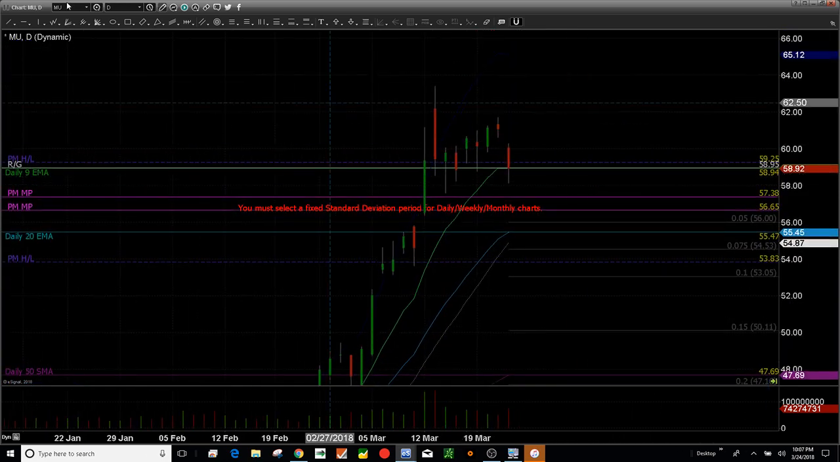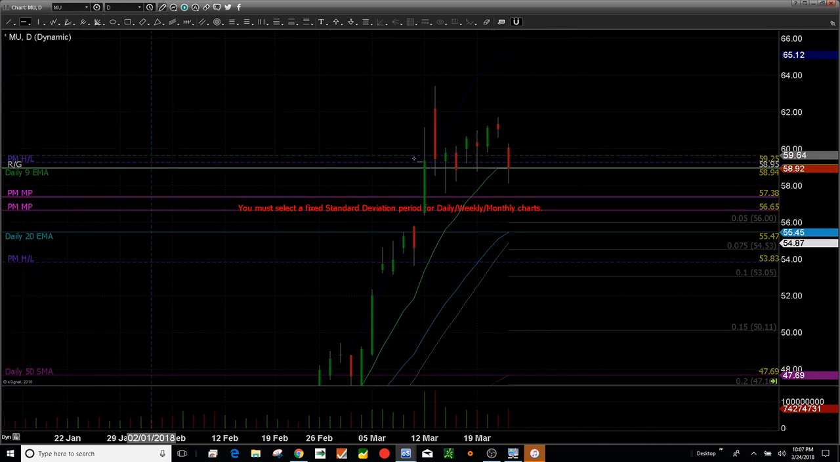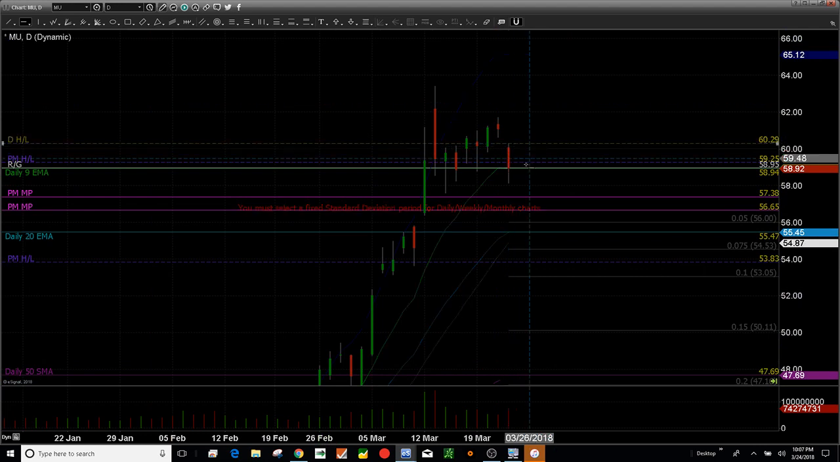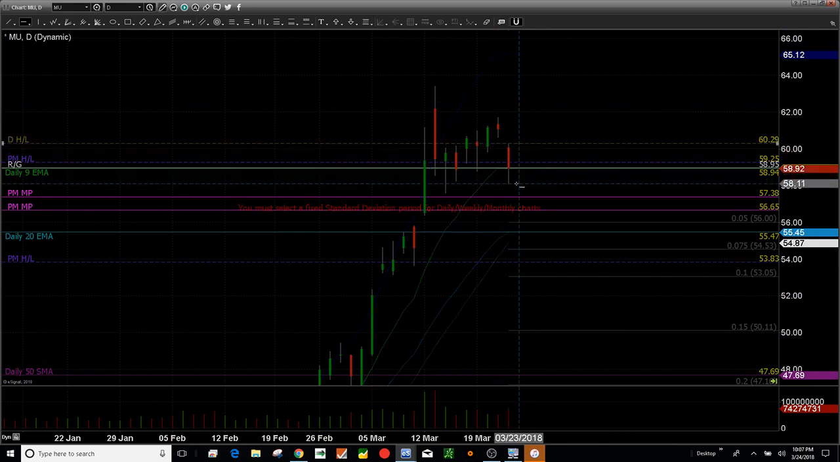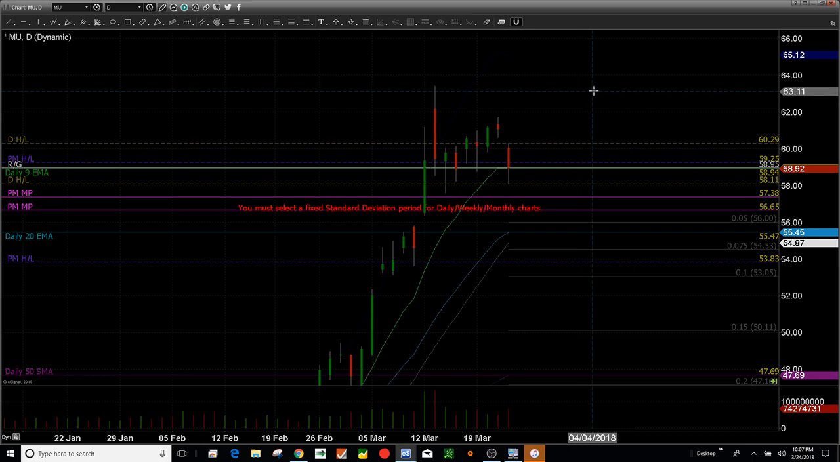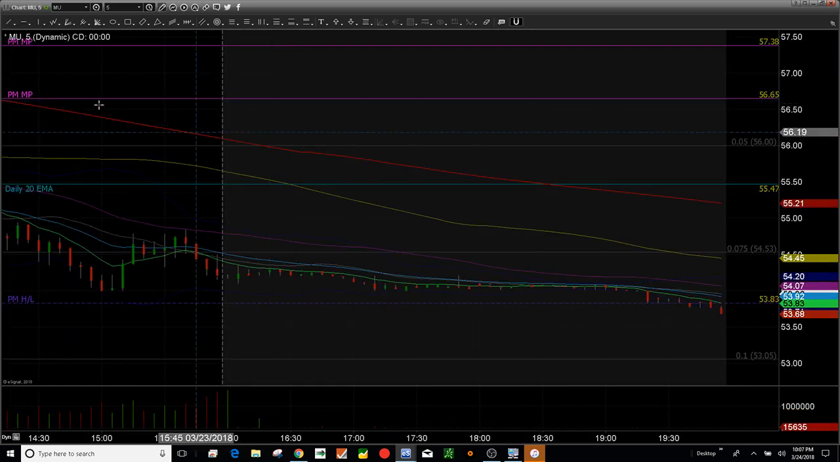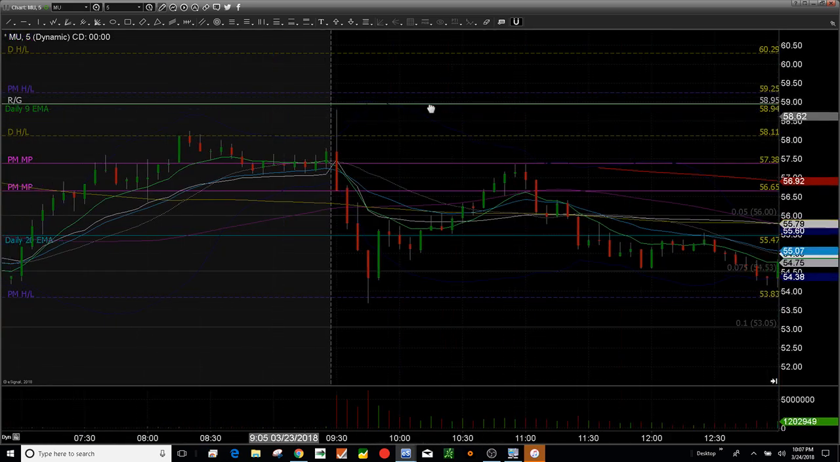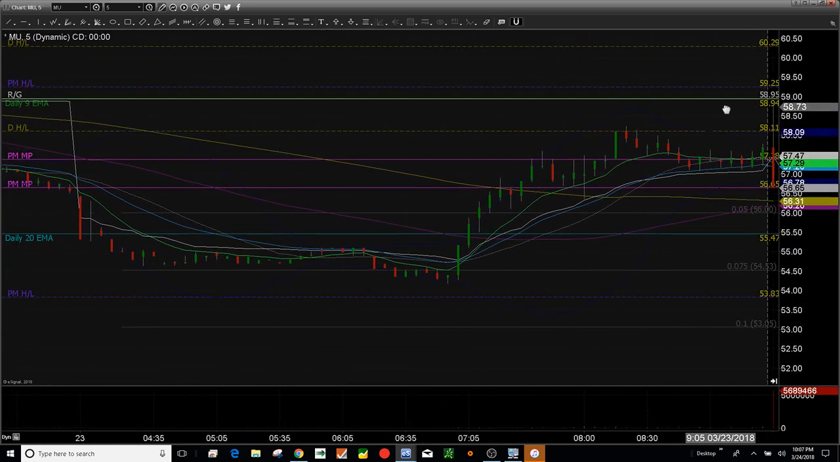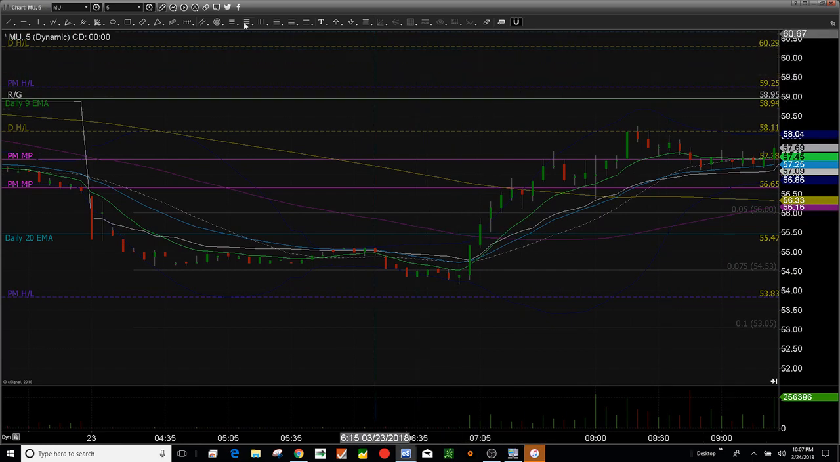I guess the only other thing that I could mark off that I didn't mark off before would be the high and low of the day before. So we'll do that on this one and see what happens. Let's switch back to a 5-minute chart. That's the day we trade. And there's all your lines there.